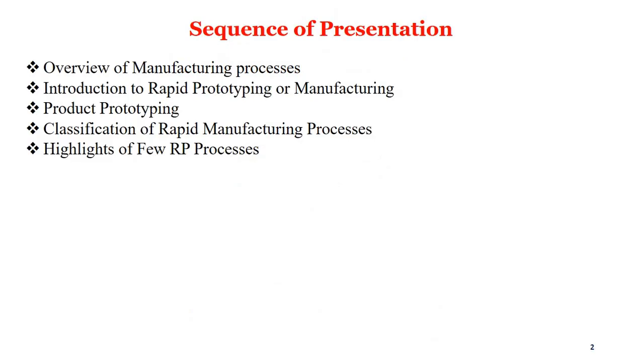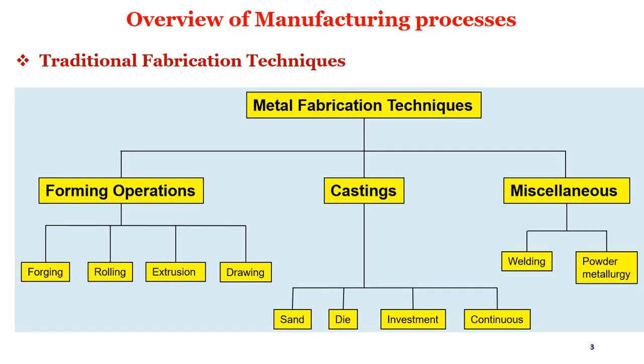So that is the sequence of presentation: overview of the manufacturing processes, introduction to rapid prototyping or rapid manufacturing, classification of rapid manufacturing processes, and highlights of a few RP processes. So first is the overview of manufacturing processes. First is the traditional fabrication techniques.